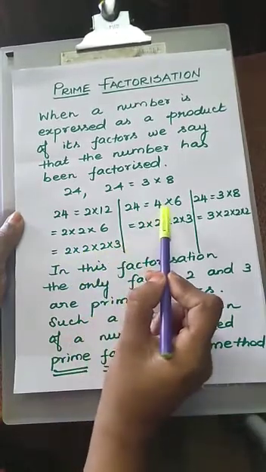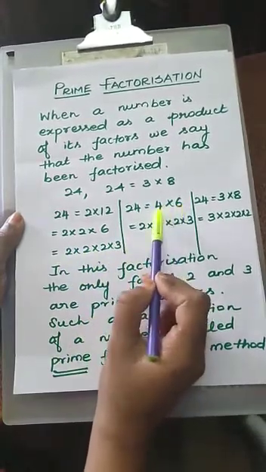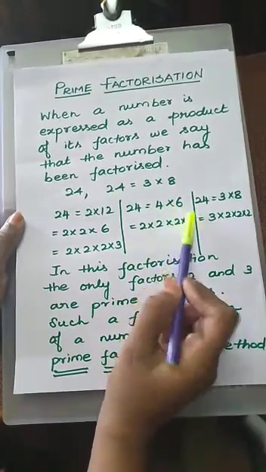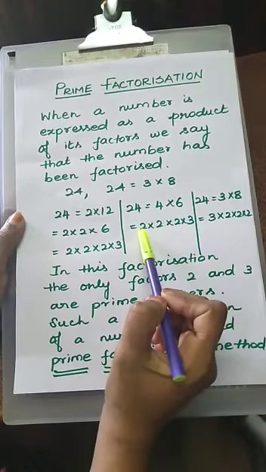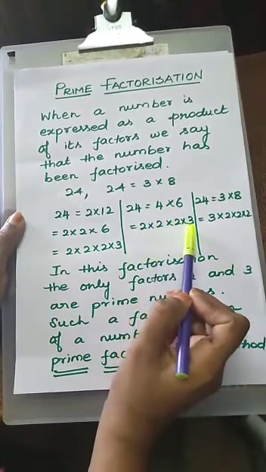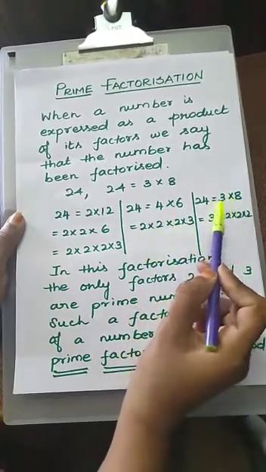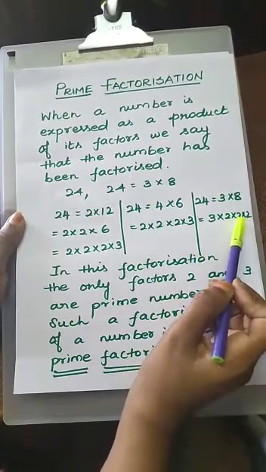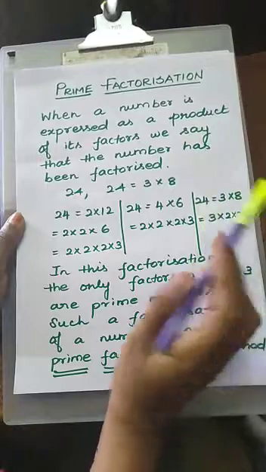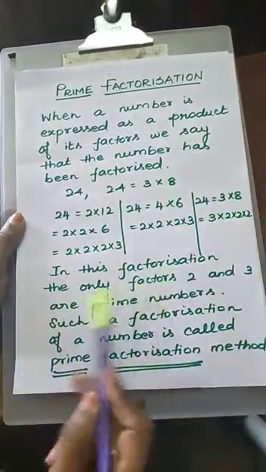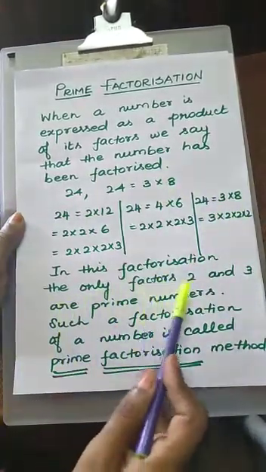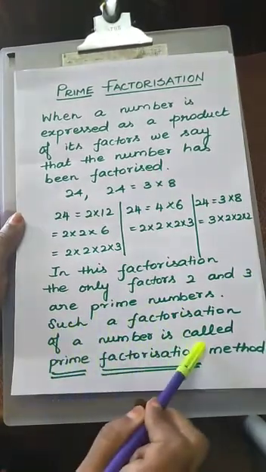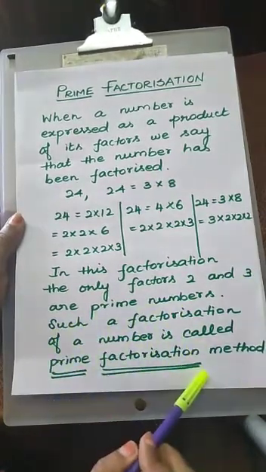Okay. Another way, 4 into 6. How can we write 4? 2 into 2. Again we have to split the number 6, that means 2 into 3. So the factors are 2 into 2 into 2 into 3. Then another way, 3 into 8 also. How can we split the number 8? 2 into 2 into 2. These are the factors of 24. Actually in this factorization, the only factors, 2 and 3, are prime numbers. Such a factorization of a number is called prime factorization.